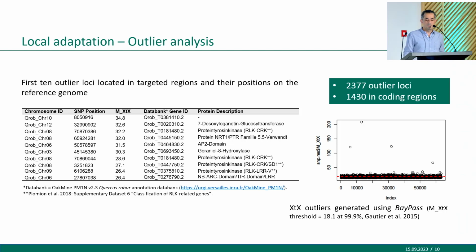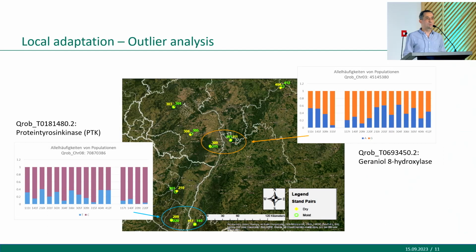And here we can see the results of the FST outlier test. We had in total 2,377 outliers, quite many, but anyway, I'm relieved that I saw similar situations in previous presentations. Here is a list with the annotation of the top 10 outliers we had, and we decided to map the allele frequencies, to put them on a map to see how they behave. Here we have two examples.